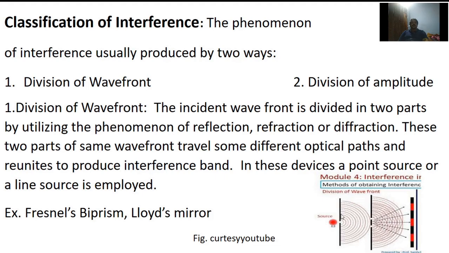In this case, the incident wavefront is divided into two parts by using the phenomena of reflection, refraction, or diffraction. These two parts of the same wavelength travel different optical paths and superpose over each other to produce an interference pattern. In this device, a point source or a line source is employed. Examples: Fresnel biprism and Lloyd's mirror.